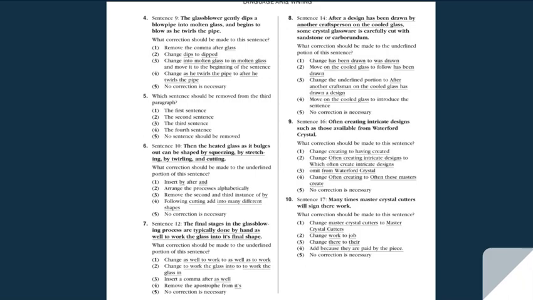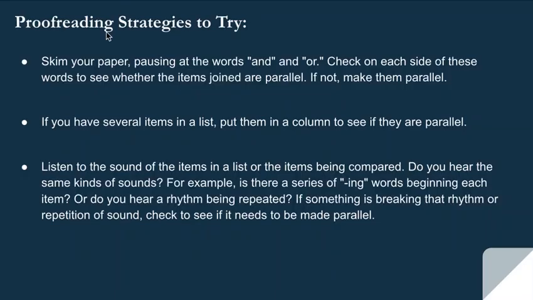Let me give you a tip, however, on what are the strategies to try and proofread a sentence so that you can see them more clearly and to make sure that you don't miss them out, especially on the exam. Every point counts. Skim your paper, pausing at the words and/or. Check on each side of these words to see whether the items joined are parallel. If not, make them parallel. If you have several items in a list, put them in a column to see if they are parallel.